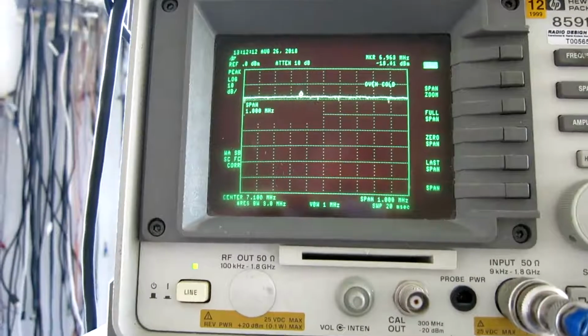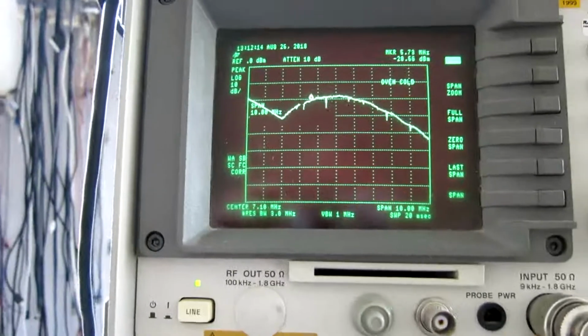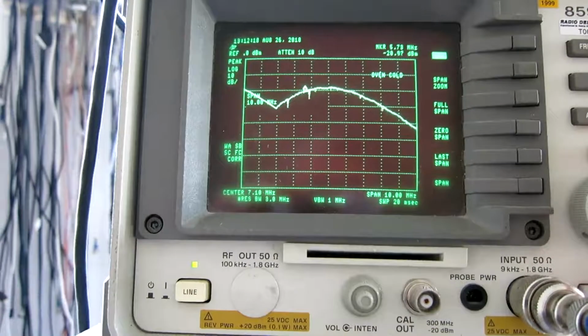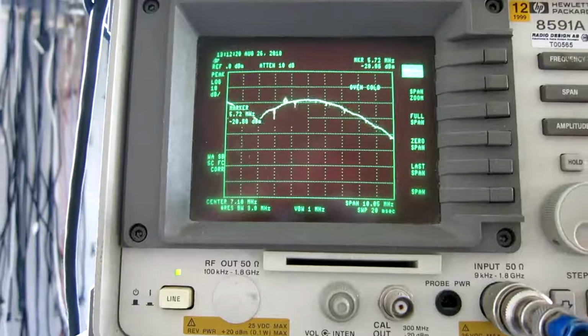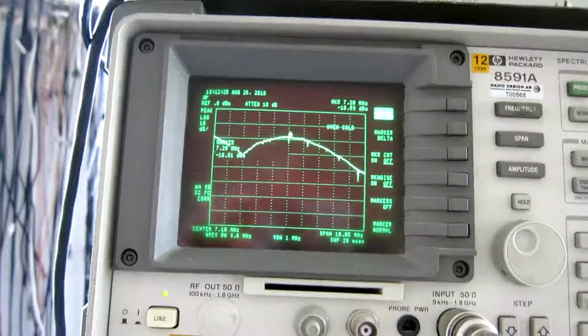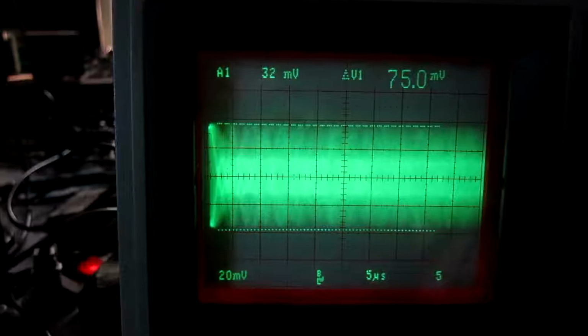Span 10 megahertz and marker: minus 18 dBm for everything together.